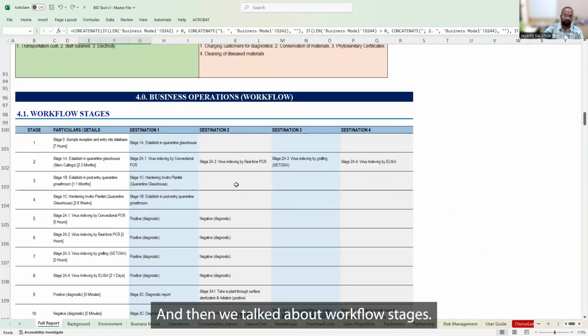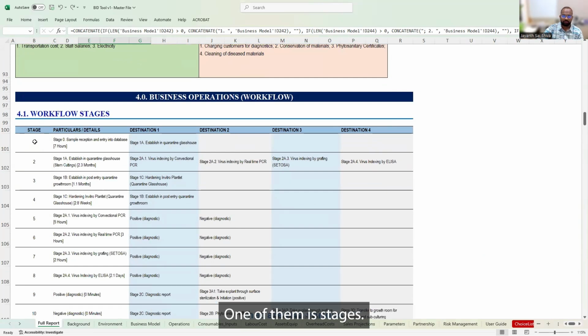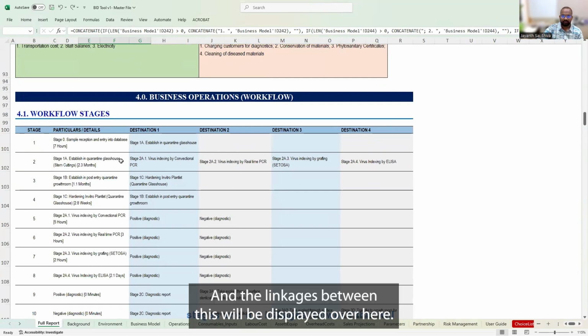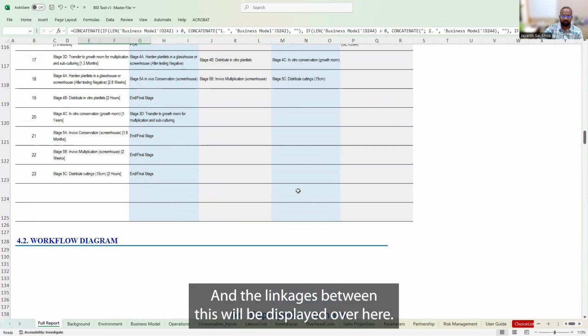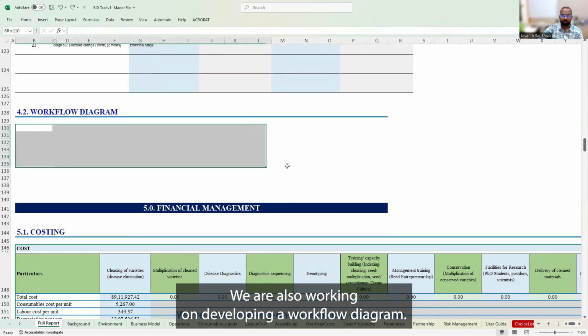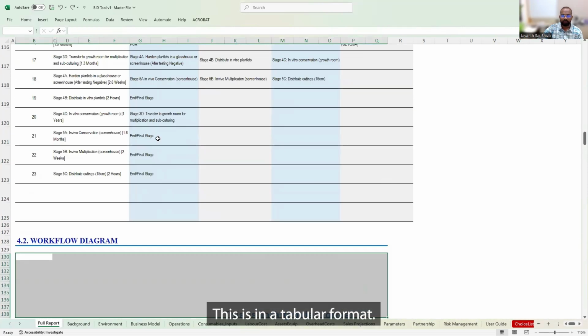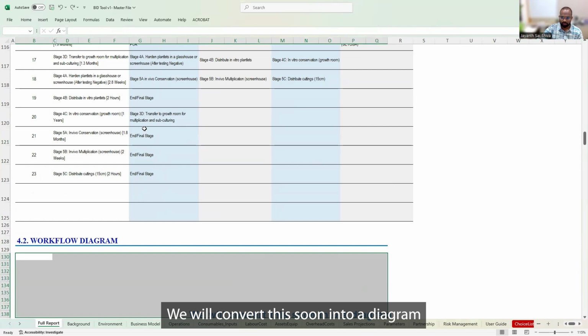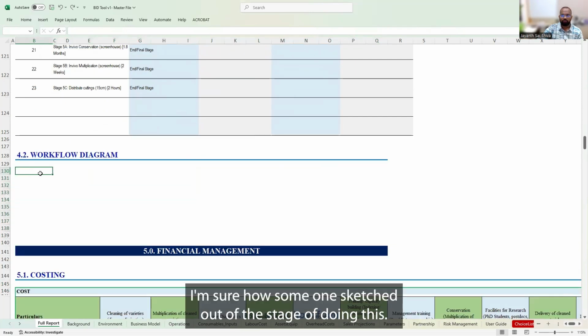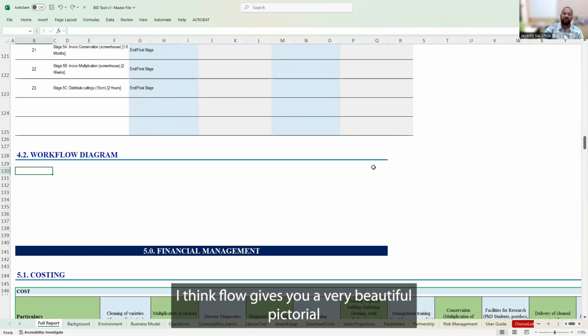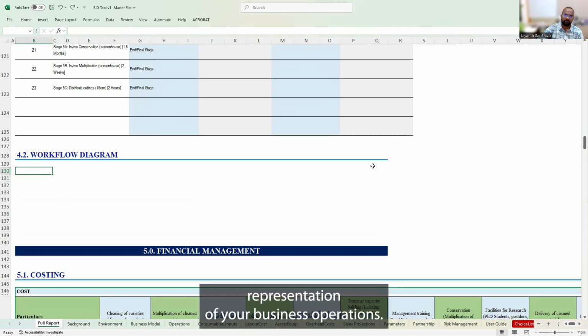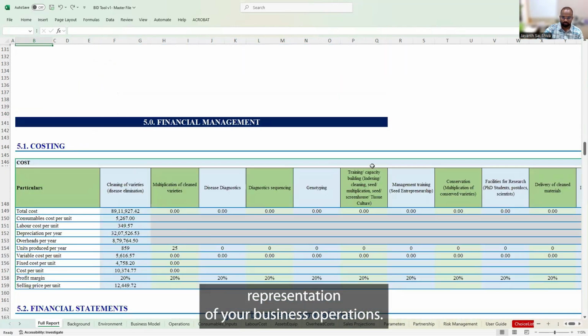And then we talk about workflow stages. What are the various stages and the linkages between them will be displayed over here. We're also working on developing a workflow diagram. This is in a tabular format. We will convert this soon into a diagram and show how your business actually flows from one stage to another. It gives you a very beautiful pictorial representation of your business operations.